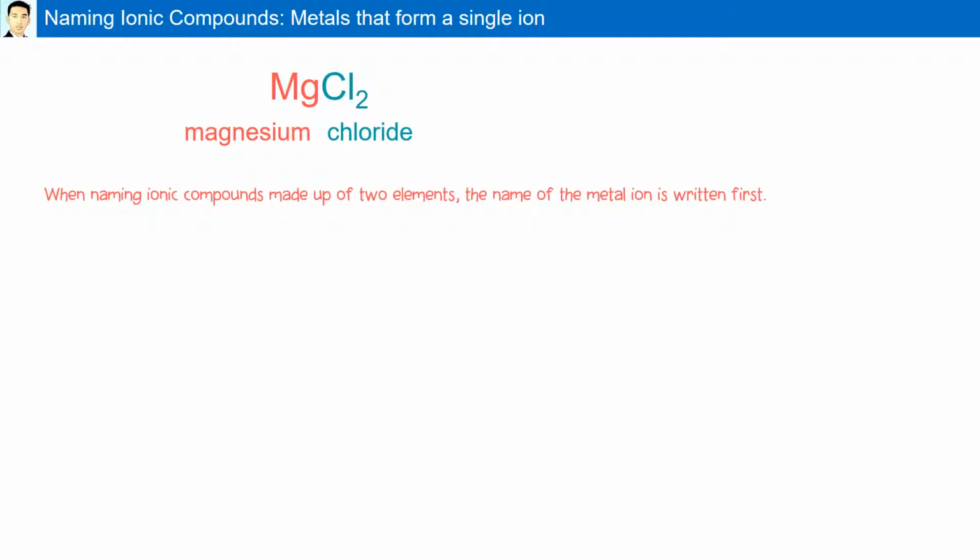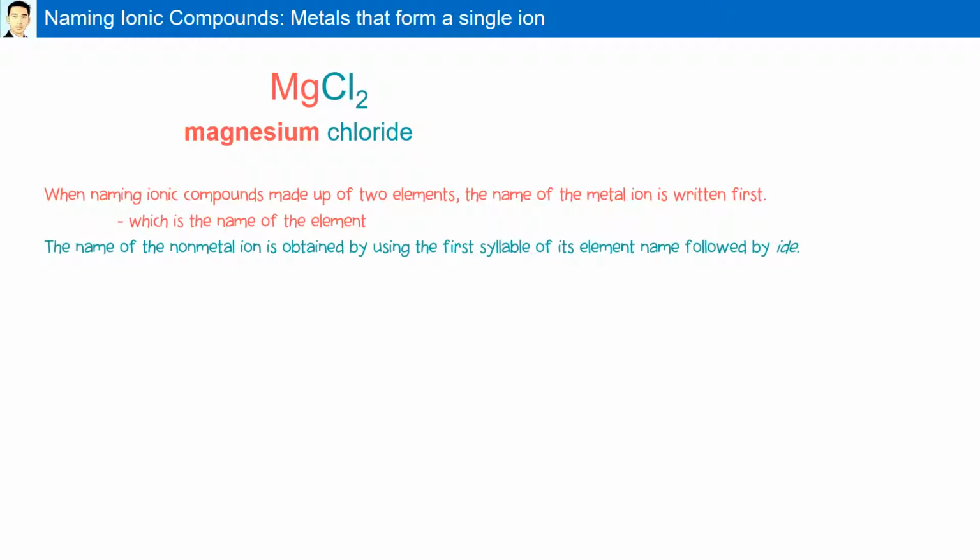When naming ionic compounds made up of two elements, the name of the metal ion is written first, which is the name of the element, magnesium, in this example. Next, the name of the nonmetal ion is obtained by using the first syllable of its element name followed by IDE. In this example, chlorine becomes chloride.